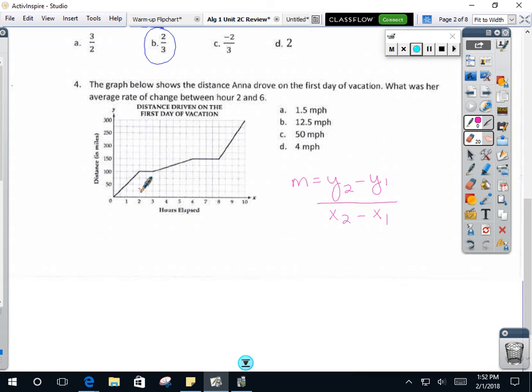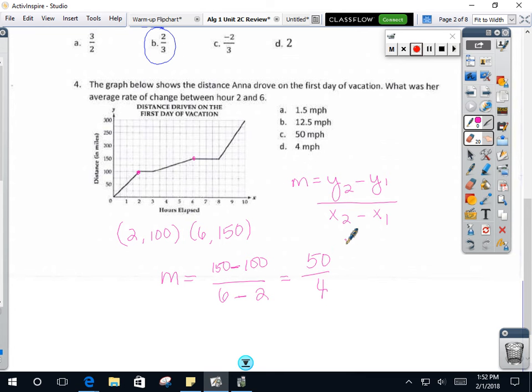If you go to hour 2 and you go up to where the graph is, that's 2 comma what? 100. And then if you go over to hour 6 and go up to the graph, that's 6 comma 150. Now all you do is plug it in the slope formula. y2 minus y1 over x2 minus x1. What number will go in the y2? What number will go in the y1? What number will go in the x2? And then the x1? What's 150 minus 100? And what is 6 minus 2?